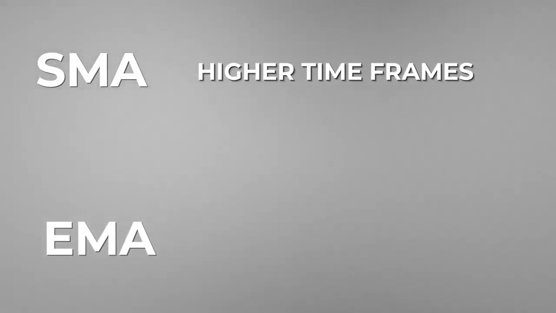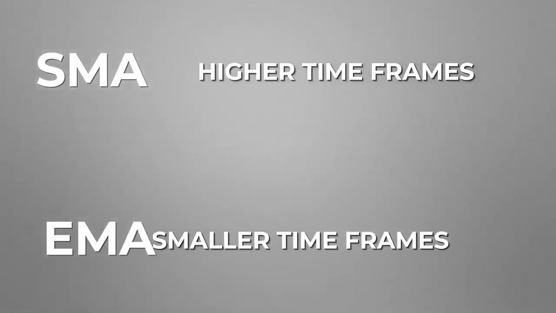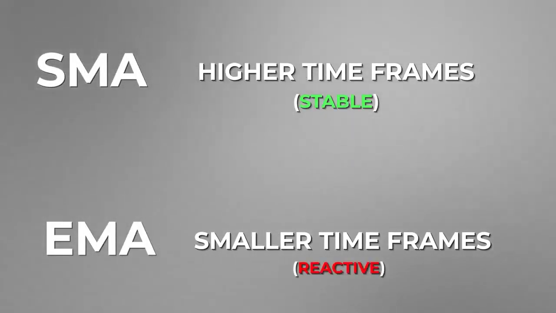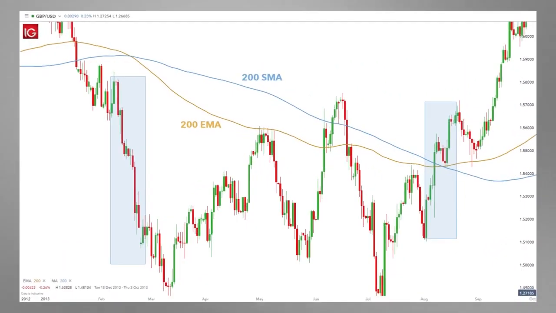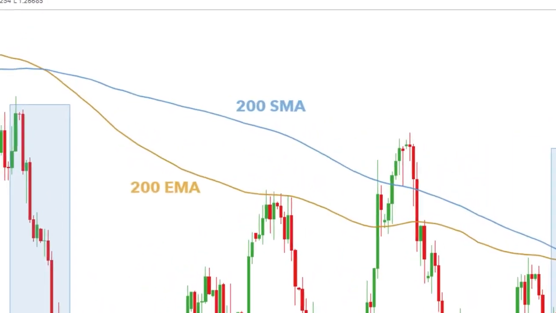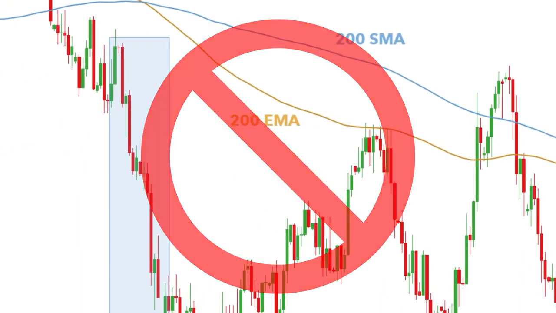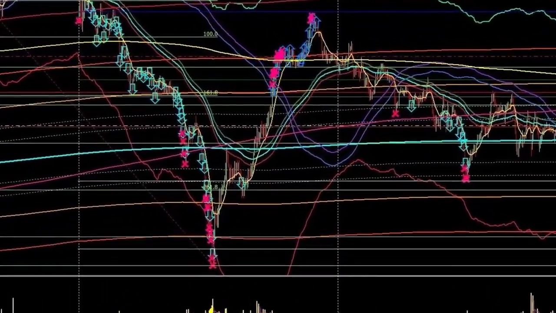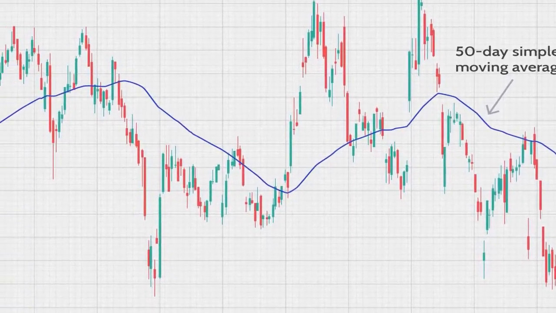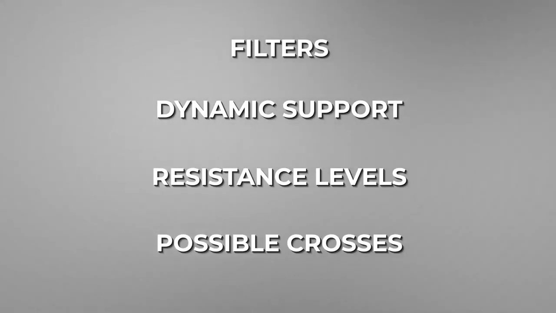Many traders prefer to use simple moving averages on higher time frames and exponential moving averages on smaller time frames due to the stable versus reactive nature of the two different averages. It is not necessary or purposeful to use both simple moving averages and exponential moving averages at the same time, as this tends to clutter up the chart. Less is more. As with the simple moving averages, we can change the lengths and colors as well. We can also use them as filters, dynamic support and resistance levels, and look for crosses for our trading strategies.